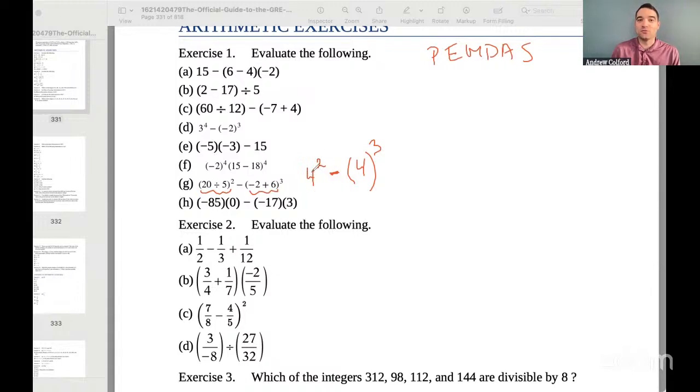Then I'm going to do 4 squared, right? I'm going to deal with the exponents. 4 squared, which is 16, minus 4 cubed, which is 64. And that does get us -48.